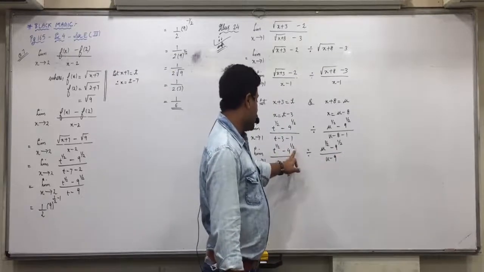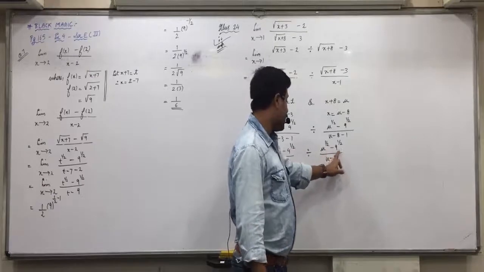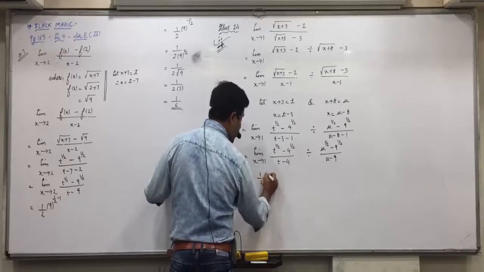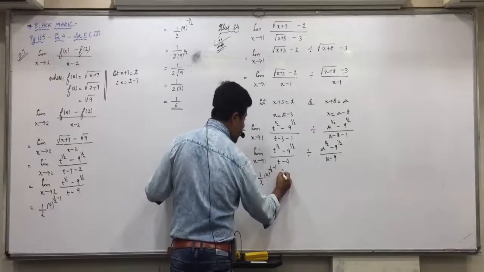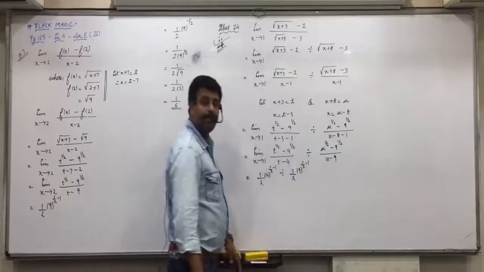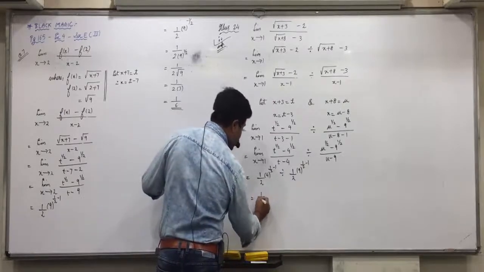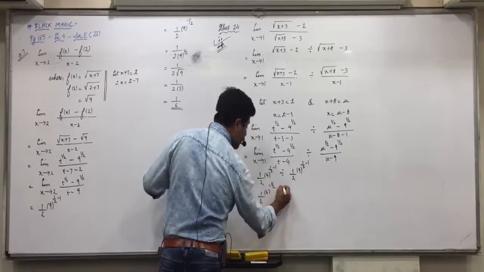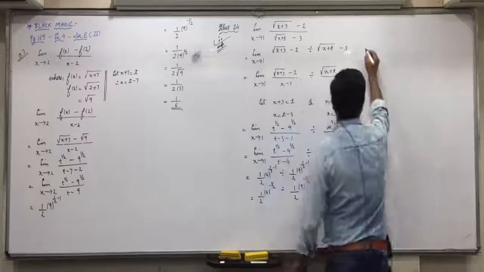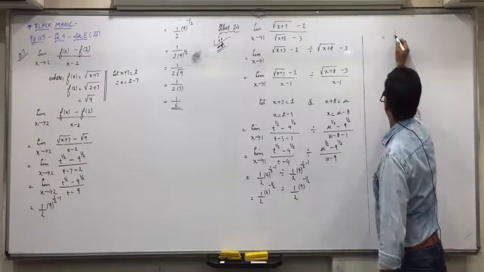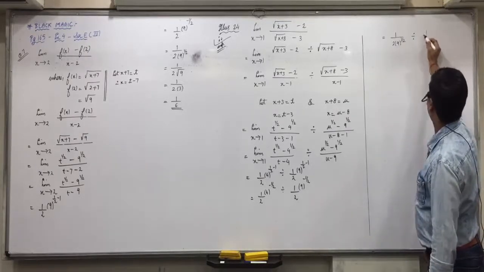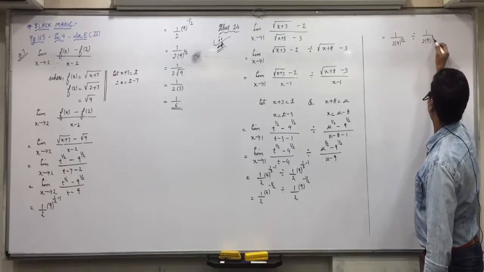So x raised to n minus a raised to n upon x minus a, and again x raised to n minus a raised to n upon x minus a. So what is n? n is 1 by 2, so it is n a raised to n minus 1, that is 1 by 2 a raised to 1 by 2 minus 1. 1 by 2 minus 1 is minus 1 by 2. Here also minus 1 by 2. Minus 1 by 2 means you will bring it in the denominator. So 1 upon 4 raised to 1 by 2, and 1 upon 9 raised to 1 by 2.